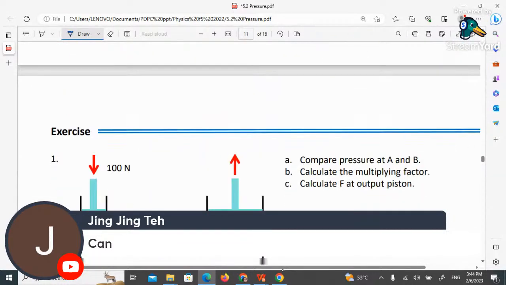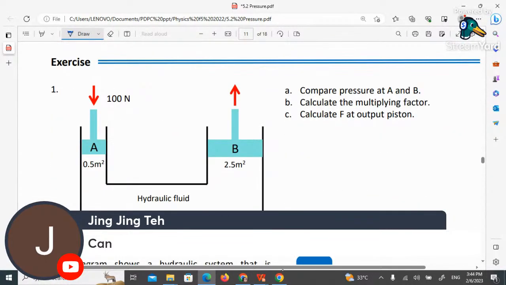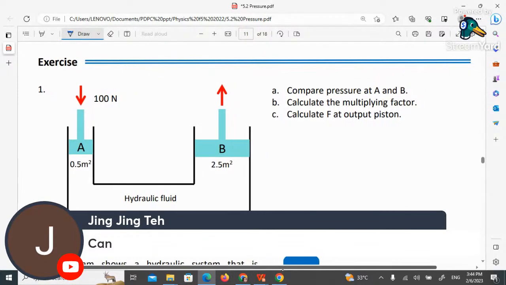Okay, exercise. We just discussed this one. This is input. The small one is input. The bigger one is output. You can just put it as F1, F2 here. This one is A1. This one is A2.